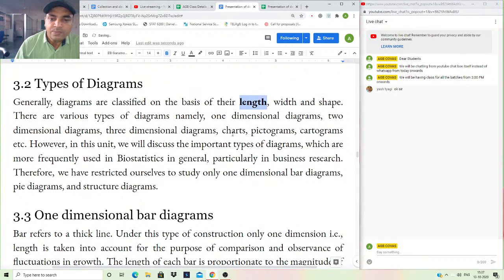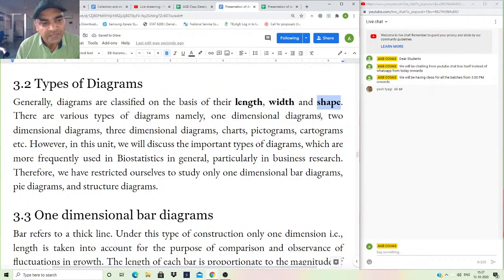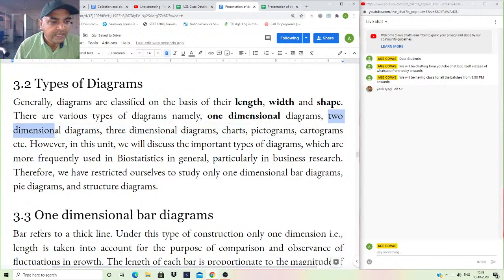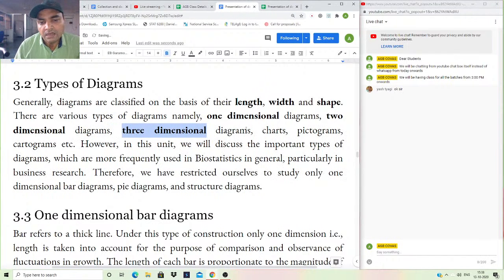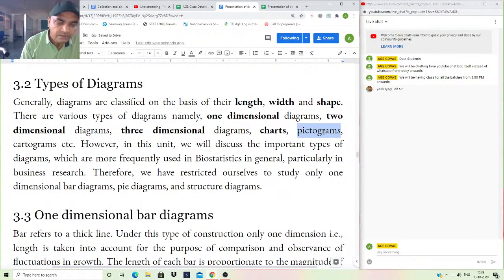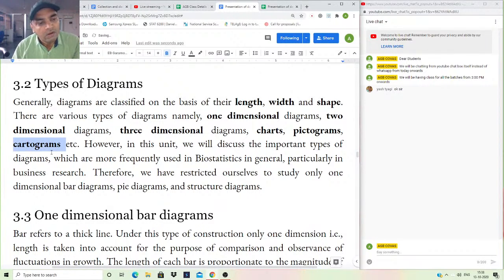Okay, that is on the basis of length or on the basis of their width or on the basis of their shape, the diagrams are generally being divided. So there are various types of diagrams. So one is one dimensional diagrams. Okay, then there are two dimensional diagrams. Fine. Then there are three-dimensional diagrams. Okay. Then there are charts. Then there are pictograms. Okay. Then there are cartograms. Okay. So all these are there.